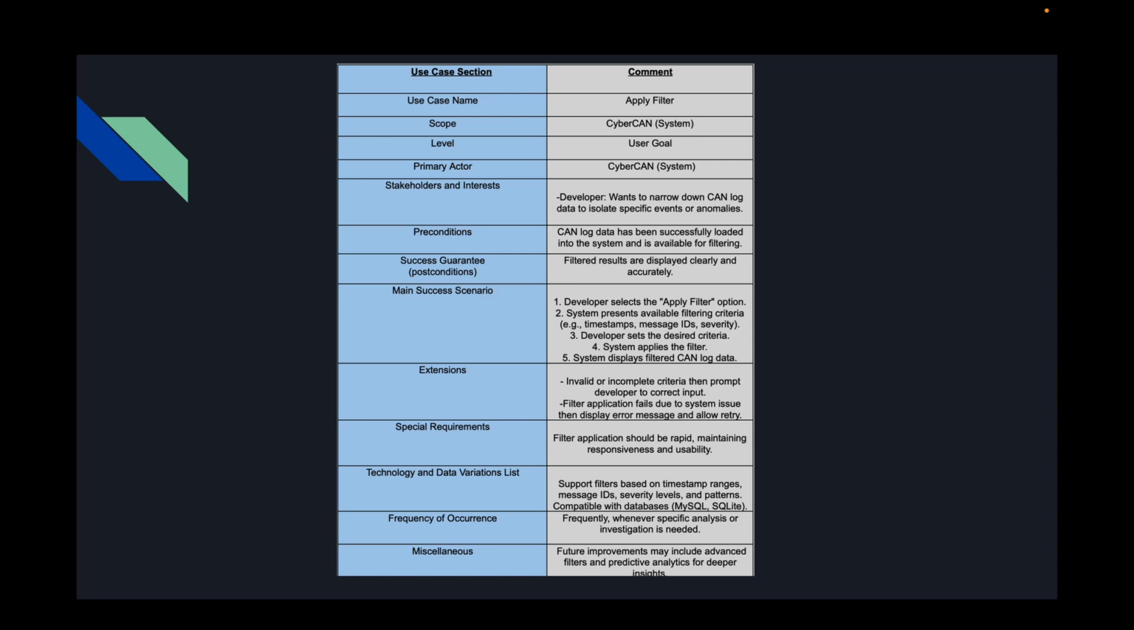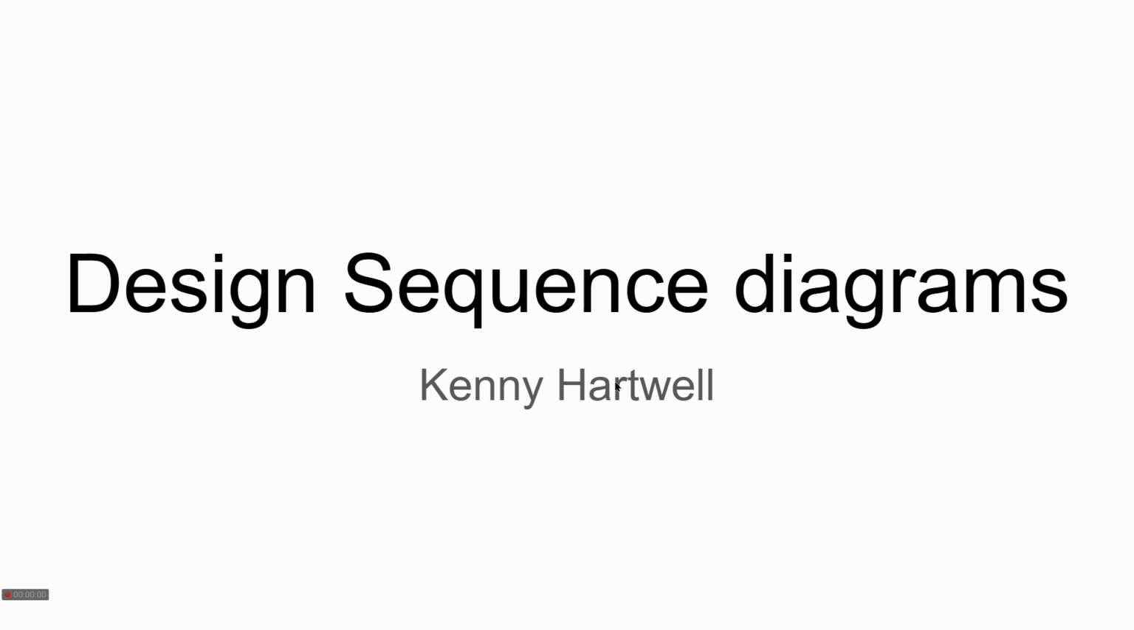Special requirements are that filter application should be rapid and usable. Technology and data variation lists support filters based on timestamps, IDs, things like that, compatible with MySQL. Frequency of occurrence is frequent, whenever needed. Miscellaneous is that future improvements may include advanced filters.